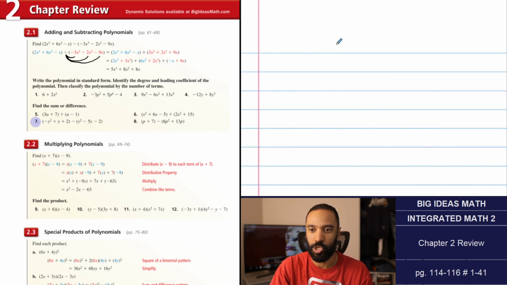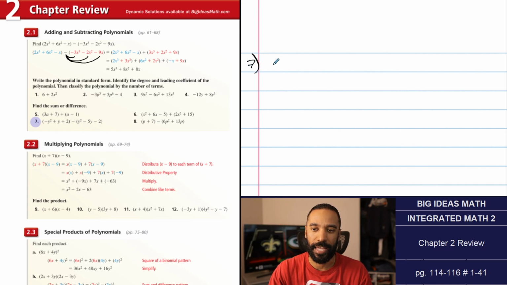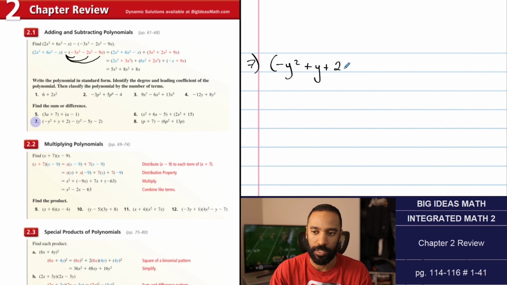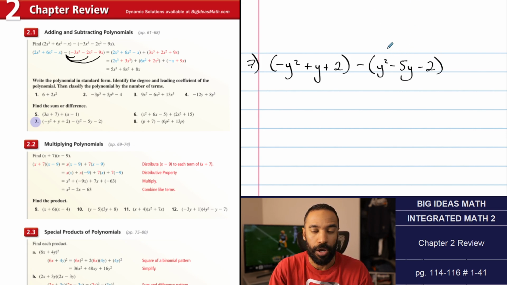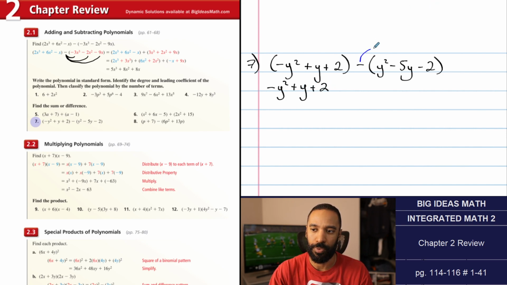Let's flip it over. Number 7, we get negative y squared plus y plus 2 as one quantity. And this time we will subtract. We're going to subtract y squared, negative 5y, and negative 2. Notice how I said we will be subtracting all three of those. So this first guy is not affected by that subtraction. It's just a 1 times this. These signs still stay the same. No change there. However, these next three do get affected, and all three terms.